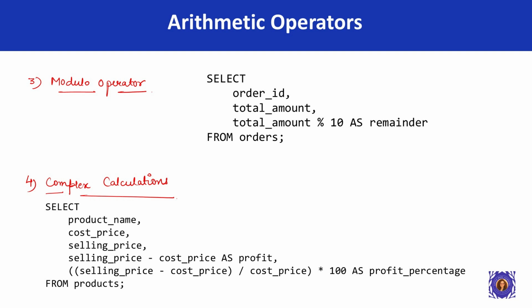The profit_percentage is derived by dividing the profit by the cost price and then multiplying by 100, giving us the profit as a percentage of the cost. This illustrates how SQL can perform powerful analytics.